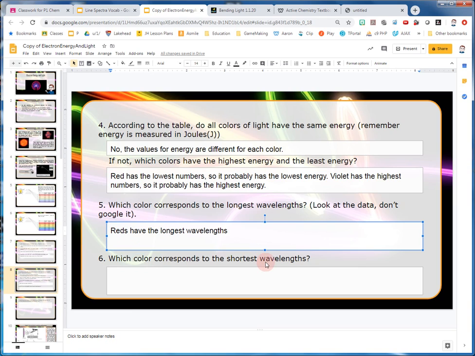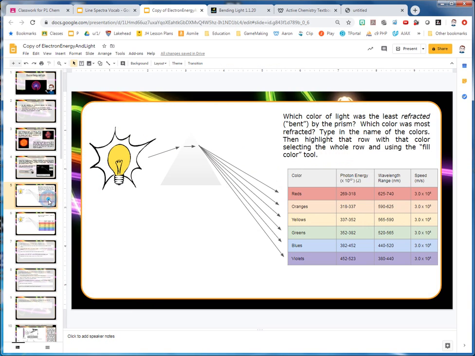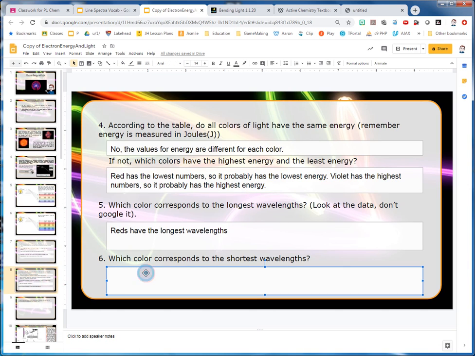And which color has the shortest wavelengths? Well, I think I already know what it's going to be, but yes, violets have the smallest numbers, so they have the smallest lengths. Does that surprise you? Does that surprise you that violet has more energy than red, and it has the shortest wavelengths?